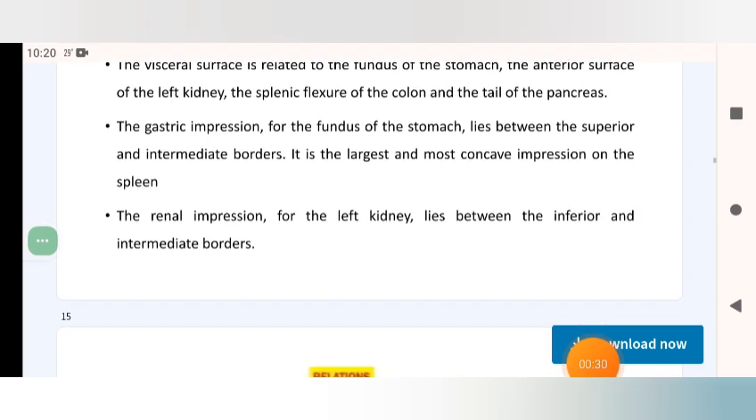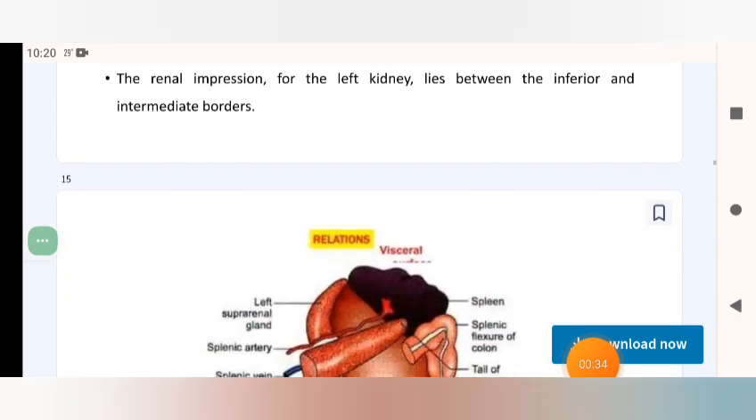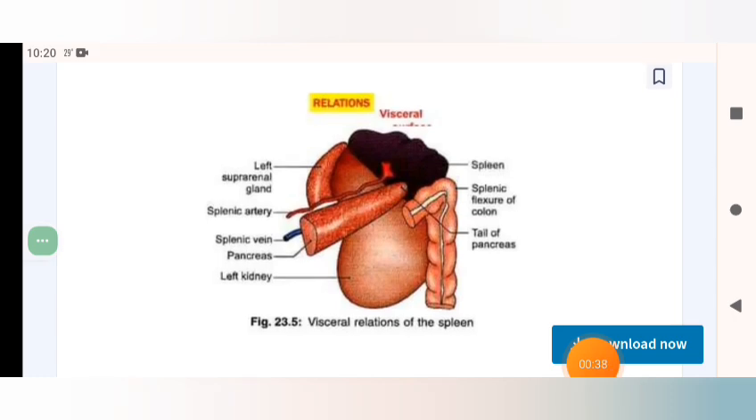The renal impression for the left kidney lies between the inferior and inferior. This is the diagram that shows the relations of the visceral spleen. You can see the left suprasplenic, splenic artery, splenic pancreas, left spleen, splenic flexure of colon, tail of pancreas.